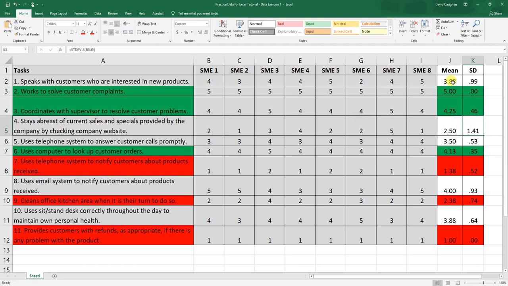All right, so it's relatively straightforward when it comes to calculating descriptive statistics like the mean and the standard deviation in Microsoft Excel or Google Sheets. And calculating these basic descriptive statistics can be a very useful tool for informing our decisions when it comes to which tasks to retain or which KSAOs to retain, or conversely, which ones to drop in the context of a task-KSAO analysis. Thank you.